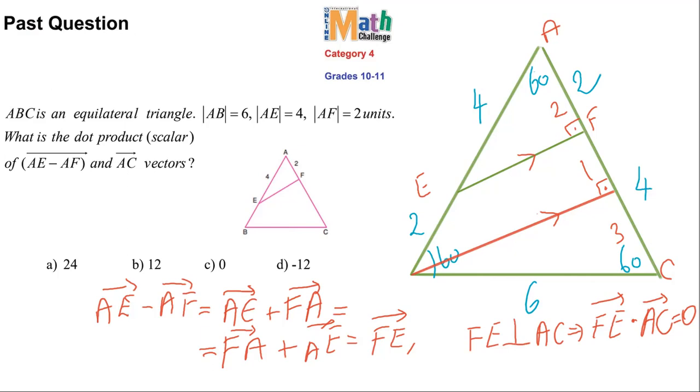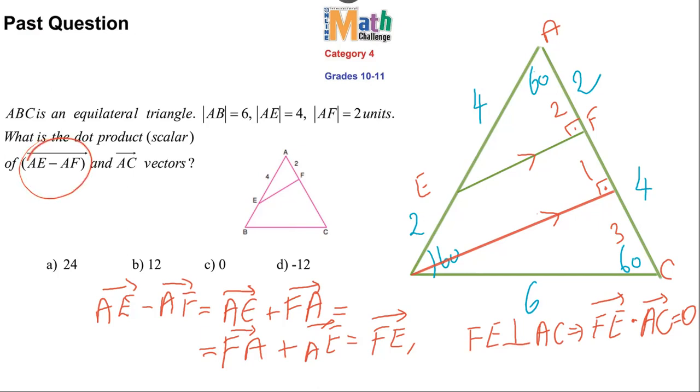But in an equilateral triangle, side bisector, height, and angle bisector, they all equal. So if this is side bisector, it means if this is the middle point for this side, this is 90. And we know that these two are parallel, so this is also 90. So if this is 90, dot product of these two equals 0.